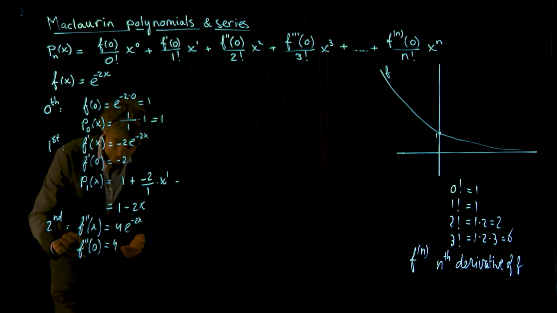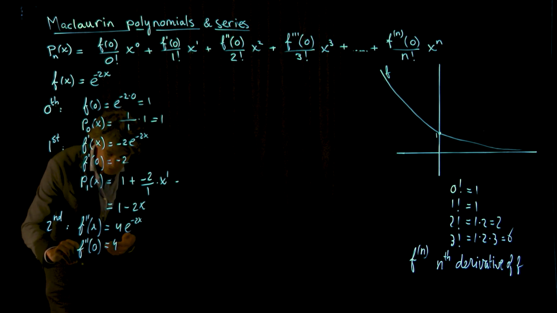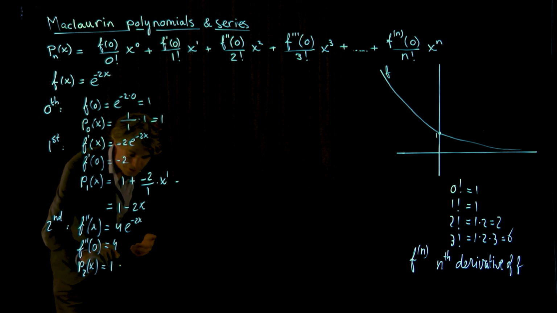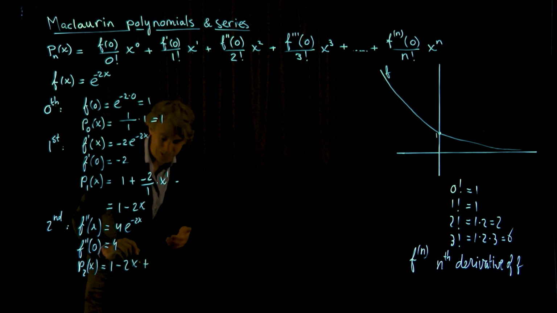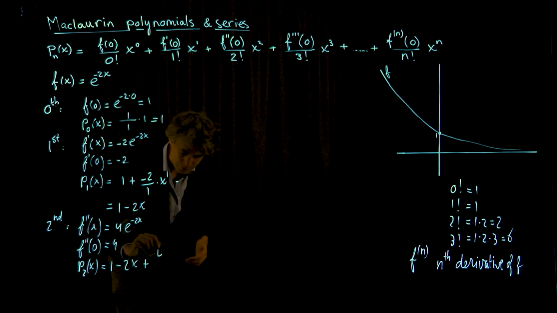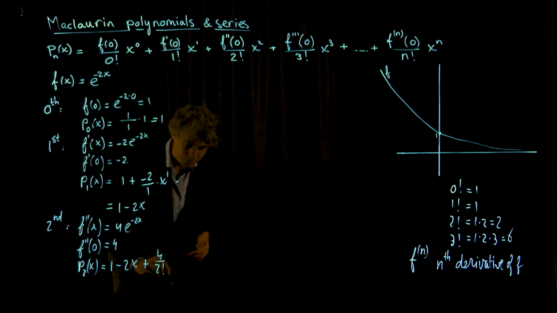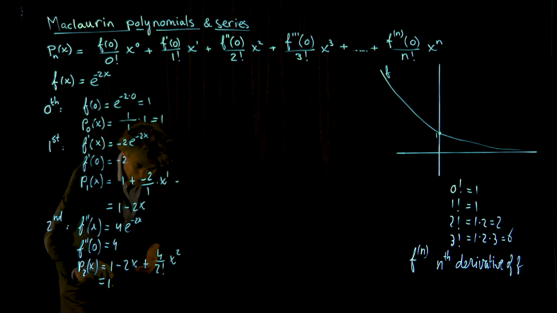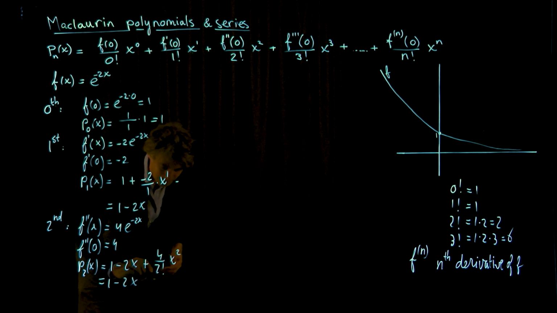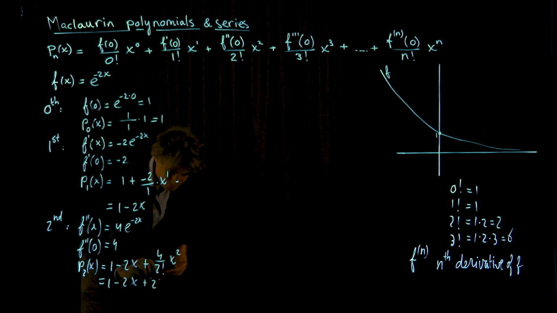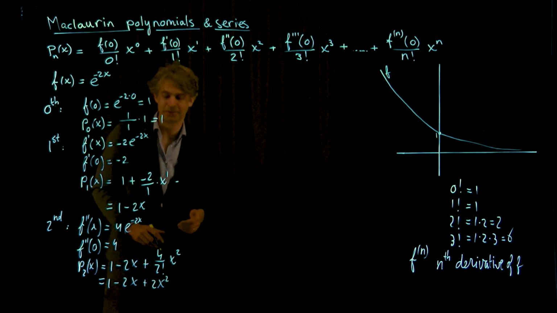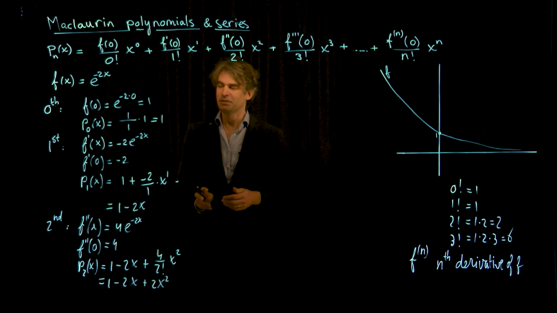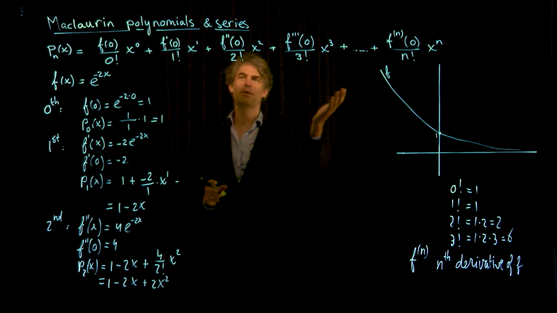And that means that our second polynomial, a degree 2 polynomial, p2 of x, is going to be everything we already had, which is 1 minus 2x, plus this new term, which is 4 over 2 factorial times x squared, which I can simplify to 1 minus 2x plus 2x squared. Okay, that looks absolutely fine and good. So maybe we do one more and then we try to write down what the general one is.